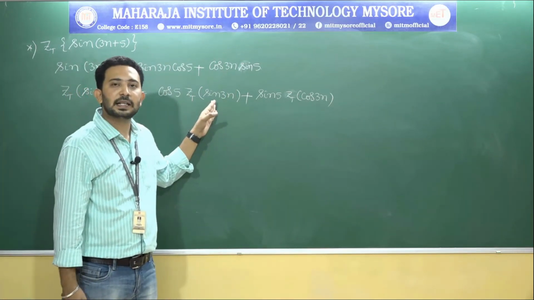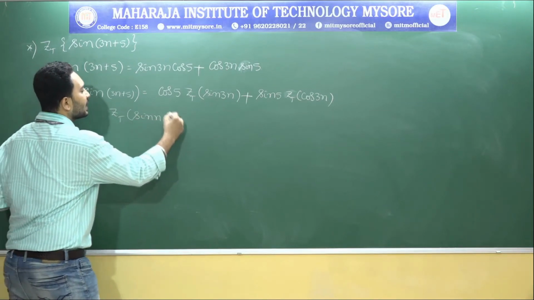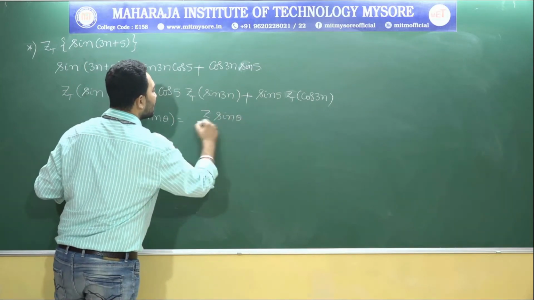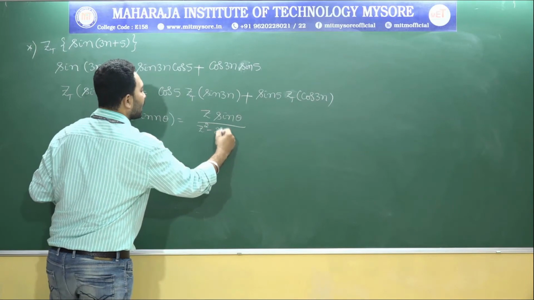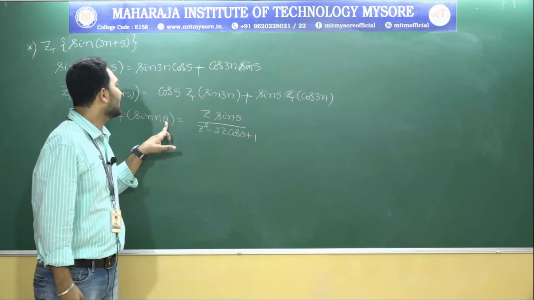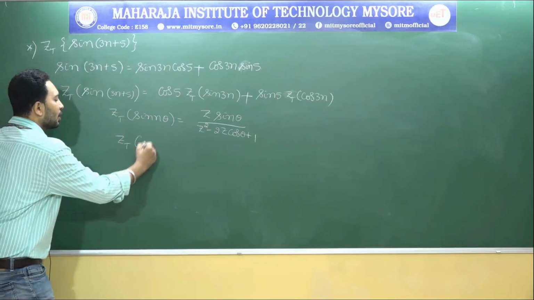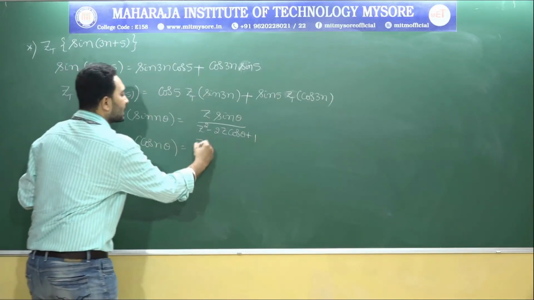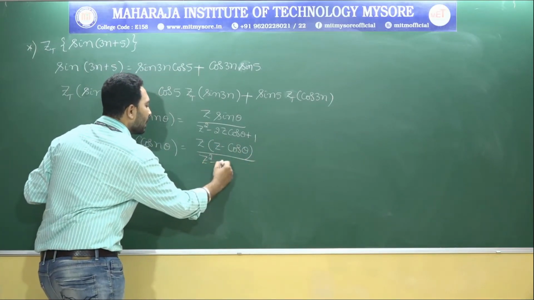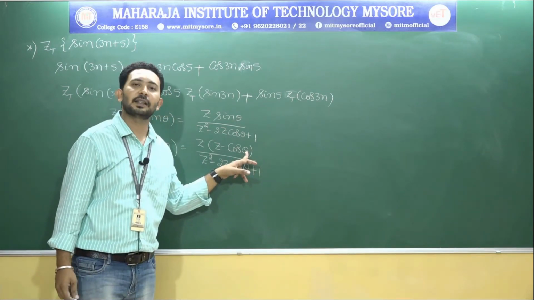To solve sin 3n, first we should know what the z transformation of sin n theta is. Just now we have written it: z sin theta divided by z square minus 2z cos theta plus 1. So just replace theta by 3 here. Similarly, for this one, the z transformation of cos n theta is z into z minus cos theta divided by z square minus 2z cos theta plus 1. Again replace theta by 3.